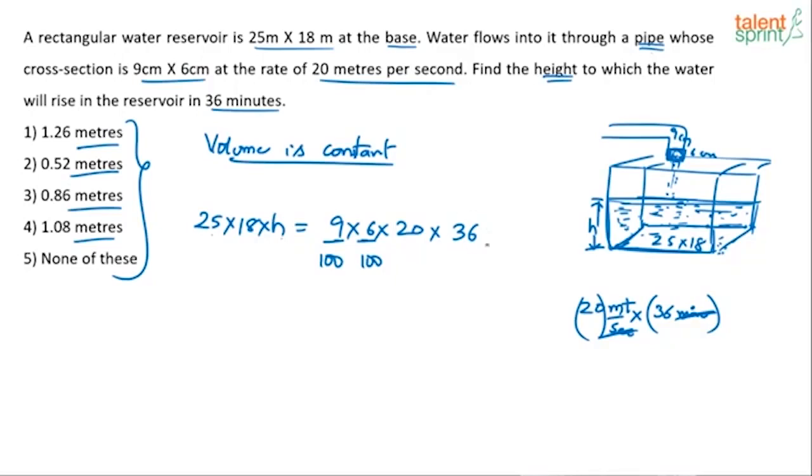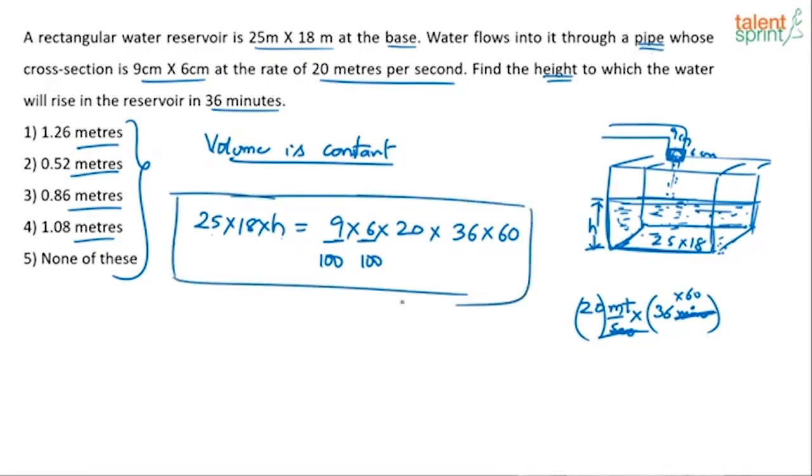Into how many seconds? 36 minutes. But 36 minutes has got how many seconds? Into 60 seconds. You're able to follow? You have to convert these minutes into seconds. So 36 into 60 seconds. So then seconds and seconds gets cancelled. You have to just write this and solve for h.